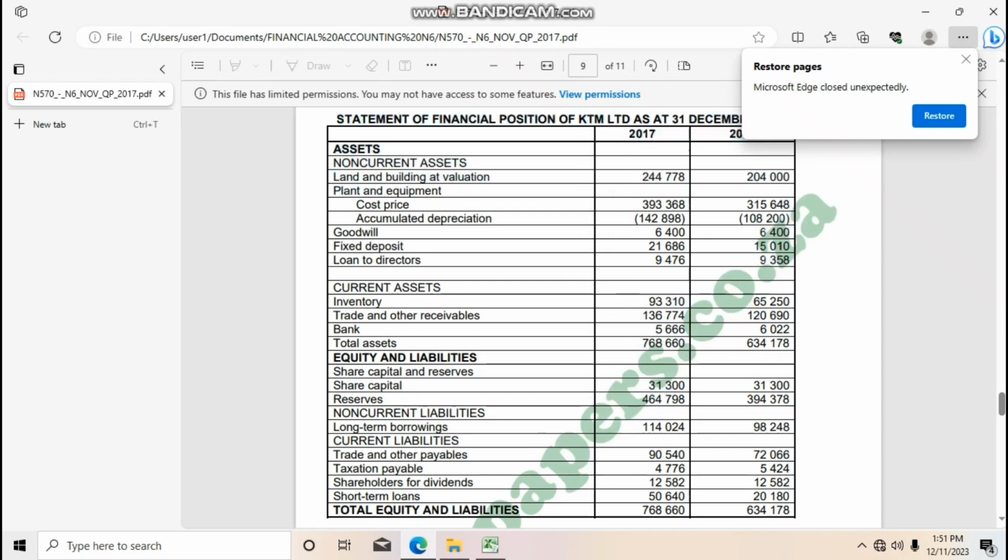So the question may come and ask you, what kind of statement is this? Don't say the balance sheet, because balance sheet is no longer in the syllabus right now. But if you say it's a statement of financial position, then it will be right.